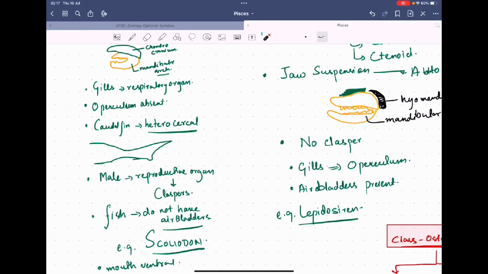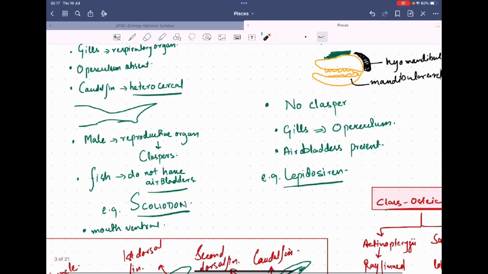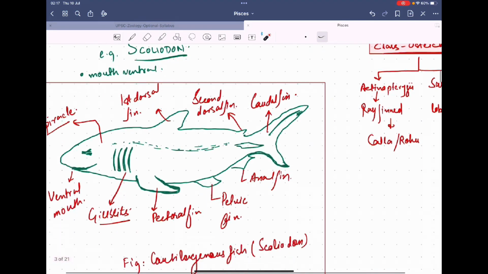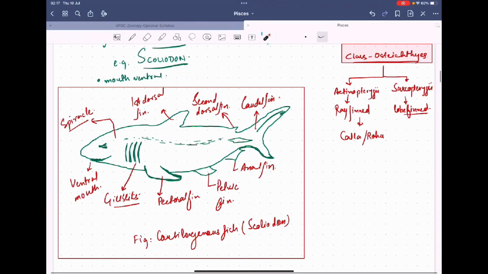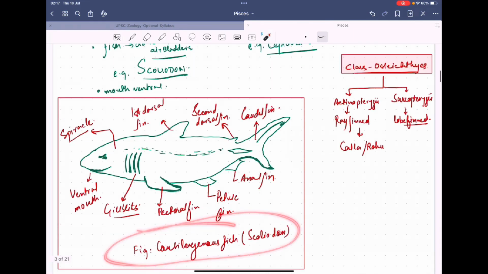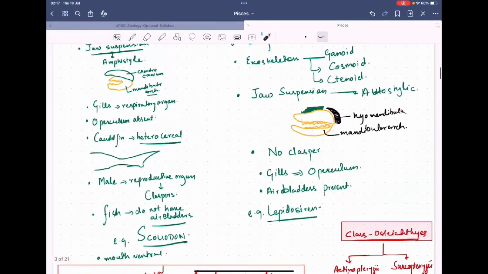And then the males have claspers, that are the reproductive organs, and they do not have air bladders. For example, Scoliodon. If you will see the structure of the Scoliodon, there will be presence of ventral mouth. There are these gill slits. There is no operculum. There is pectoral fin, pelvic fin. There is anal fin. There is a caudal fin. There is a second dorsal fin and first dorsal fin. So this is a diagram of the cartilaginous fish or the dogfish, that is Scoliodon.